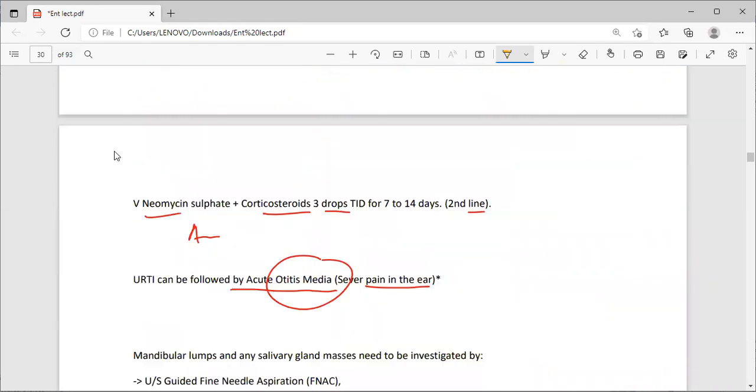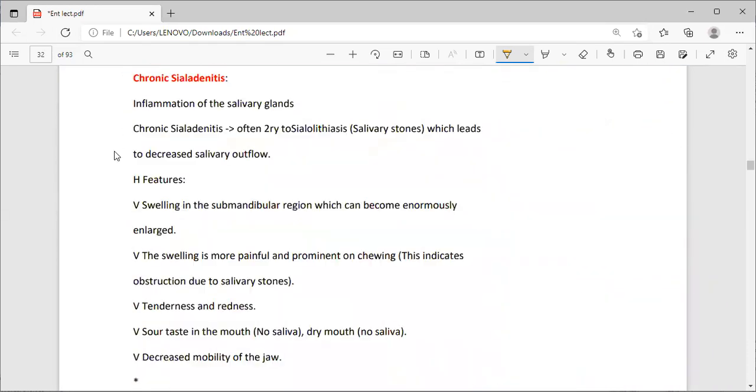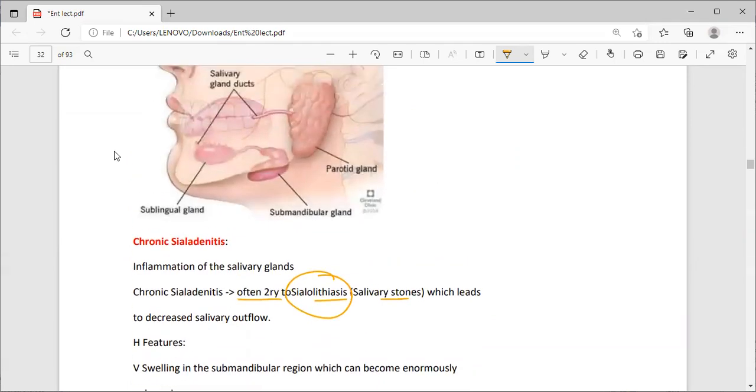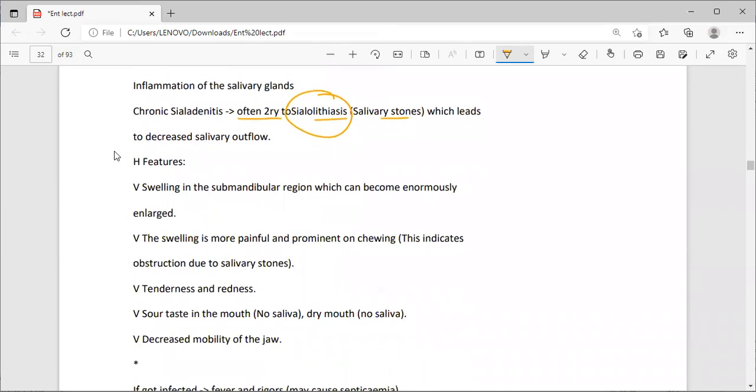Did we talk about the chronic one? No. Here you can see chronic sialadenitis, which is chronic inflammation of the salivary gland. It occurs again and again. It is often secondary to sialolithiasis. Why? Because there is stone blockage of the gland, which leads to decreased salivary outflow. Swelling will be there in the region, which can become enormously large. The swelling is more painful and prominent on chewing. This leads to obstruction due to salivary stones.